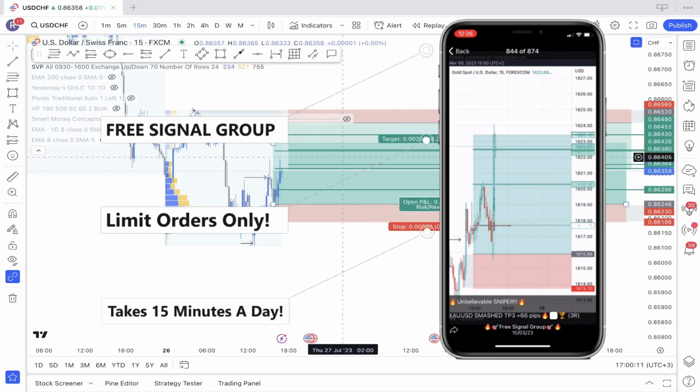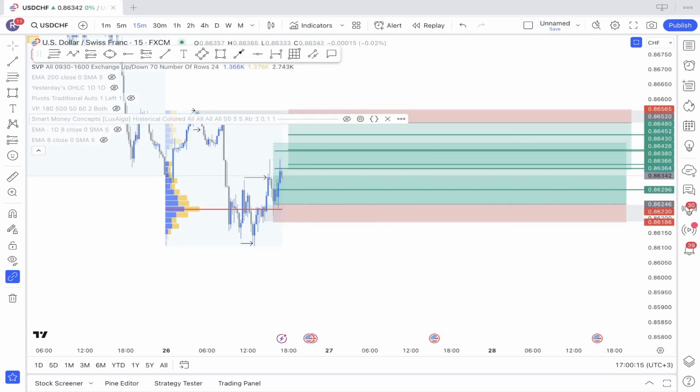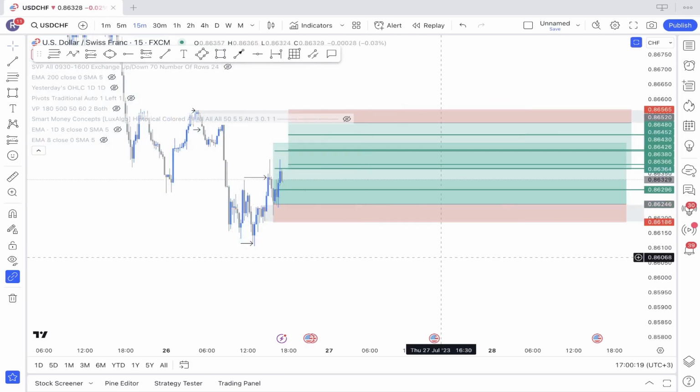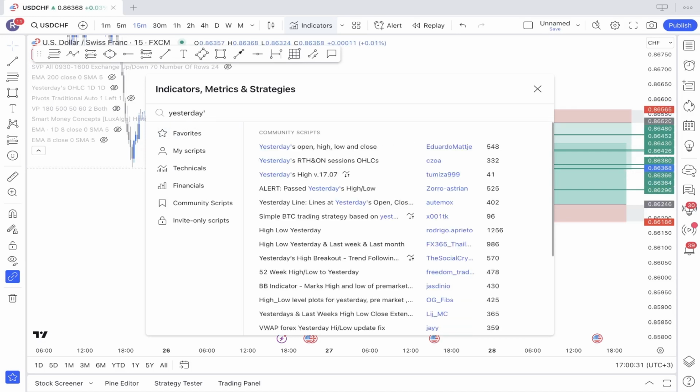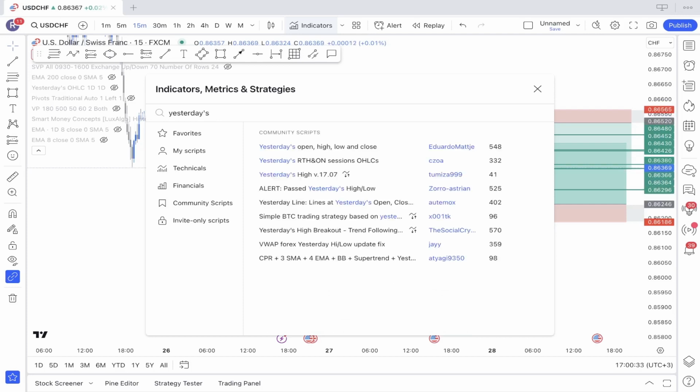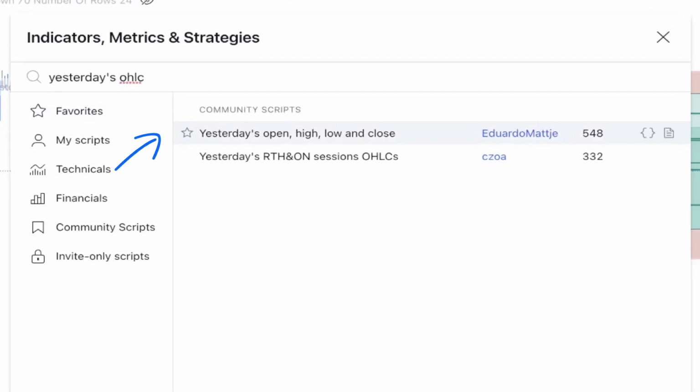Okay, so now that you understand why I love this indicator so much, let's move on to the second one. The second indicator is yesterday's high and low. Okay, so to enable that indicator, all we got to do is search for yesterday's OHLC, and it's this one, yesterday's open, high, low, and close.